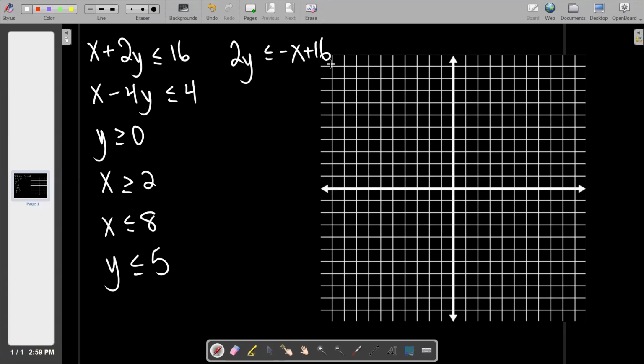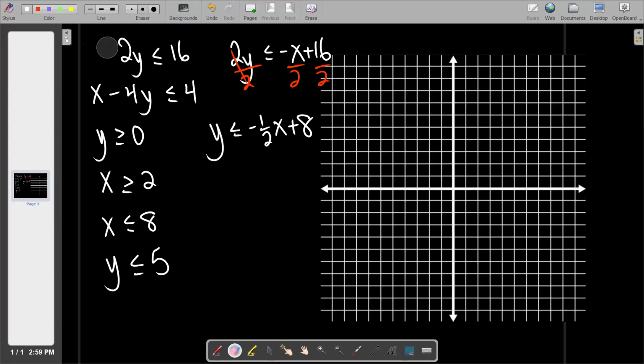right? It's like our battle cry from 8th grade, 9th grade on: get y by itself. We need flashing posters that say get y by itself. And then what do we do? Divide by 2. Should we switch our inequality sign? No, we should not. And so we're going to have a final graphable answer of y is less than or equal to negative 1/2 of x plus 8. Okay.